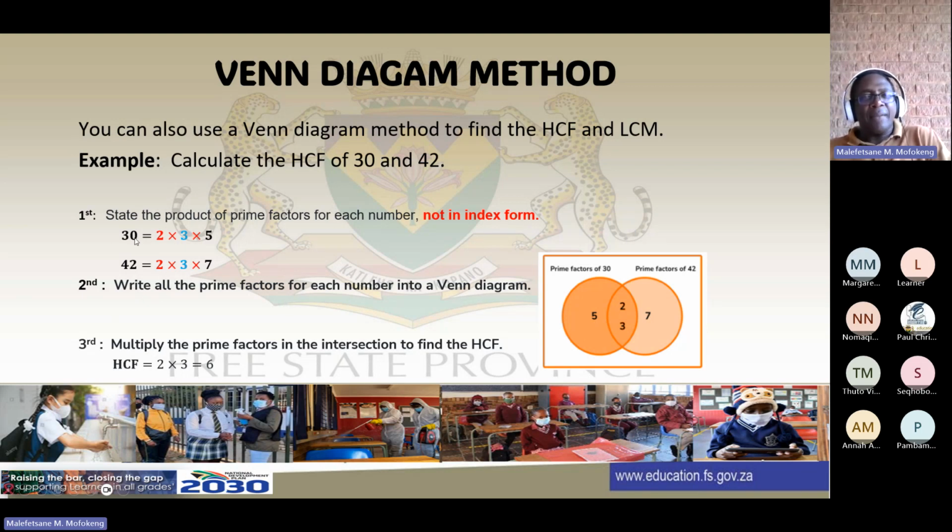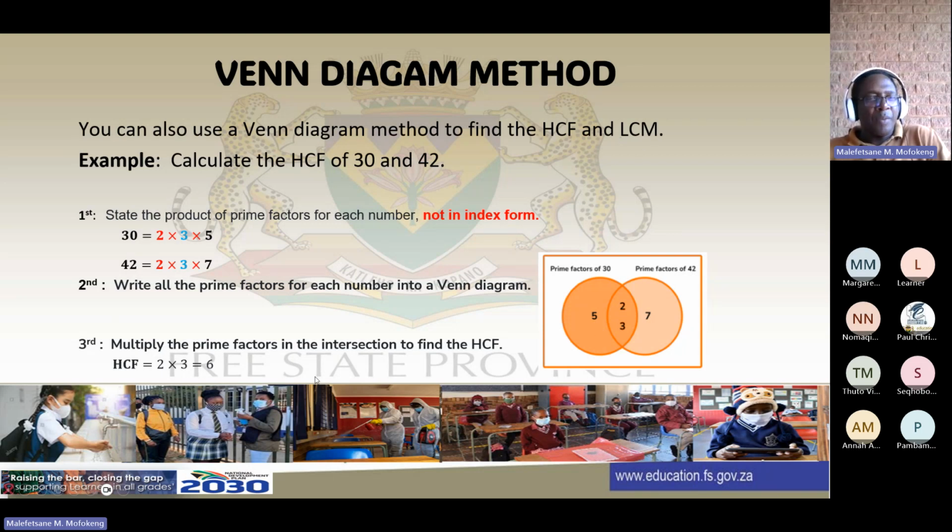Now let's take 30. In 30 we have 2, and that 2 and the 2 of 42 are in the intersection. The 2 and 3 are in the intersection. And 5 is outside the intersection. It is only left in the prime factors of 30. And also 7 is not in the intersection of the sets, and it must also be written as a prime factor of 42.